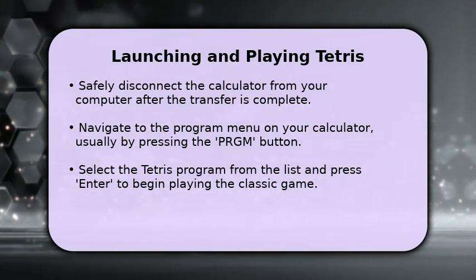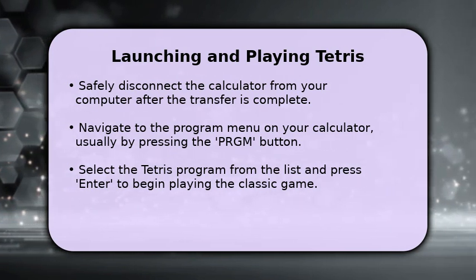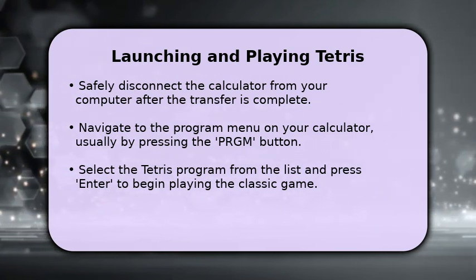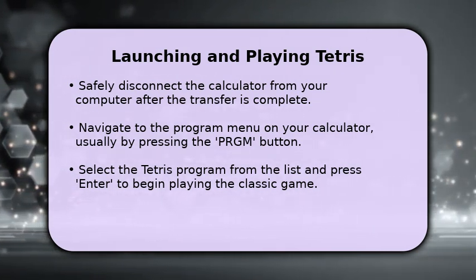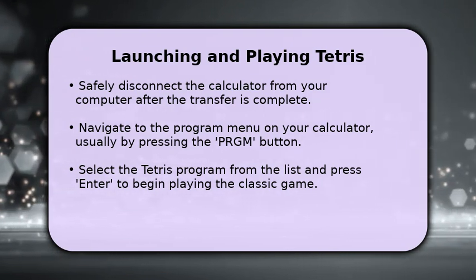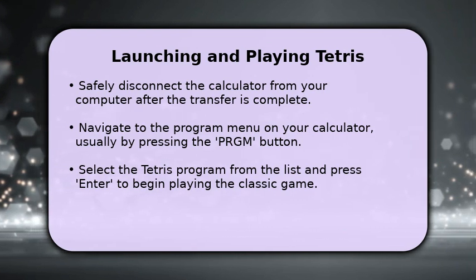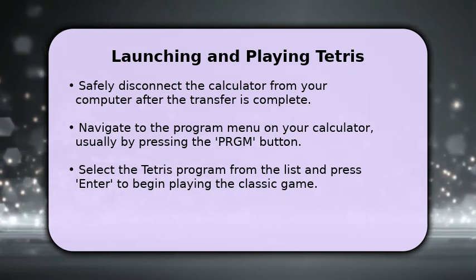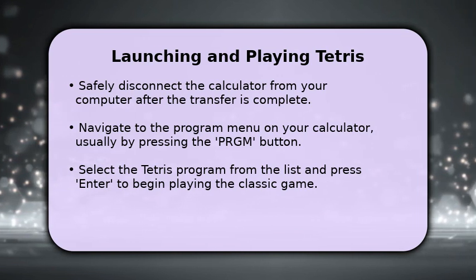Now, on your calculator, navigate to the Program menu. This is typically accessed by pressing the PRGM button. You'll see a list of programs, including the Tetris game you just transferred. Select the Tetris program from this list and press Enter to launch it. You are now ready to enjoy hours of classic block dropping fun.